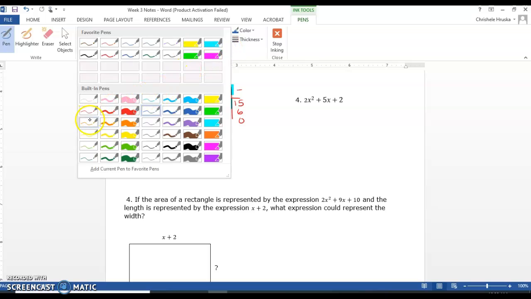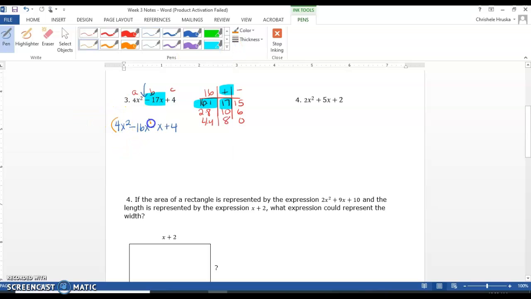Okay, making my 2 groups. I'm going to have my orange set of parentheses, and I'm going to have my purple set of parentheses. And in my orange, the biggest number that divides evenly into 4 and 16 is 4. I have 2 x's here, 1 x here. 4 divided by 4 is 1. I had 2 x's. I took 1 out. I'm left with 1. 16 divided by 4 is 4. We took that x away.